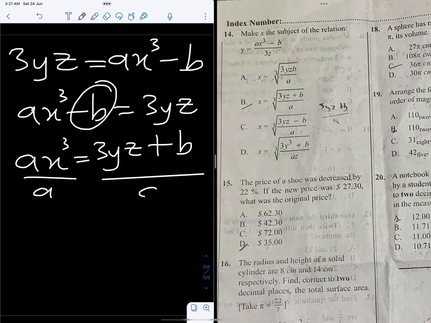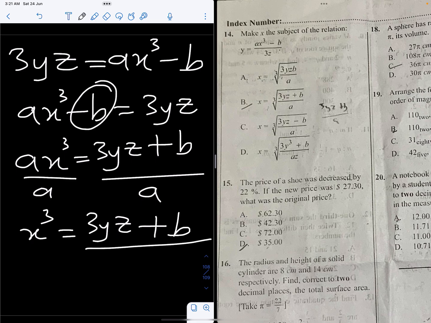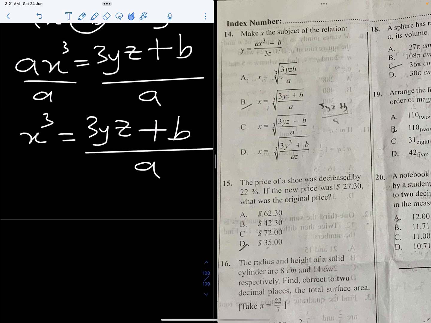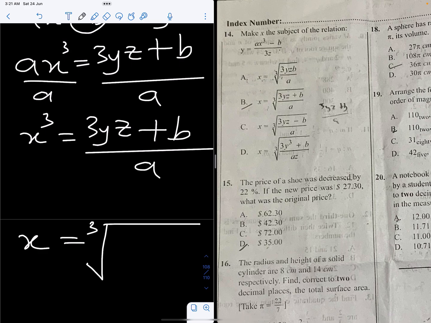If I divide both sides by a, I'm going to have x cubed equals 3yz plus b all over a. Now what is x itself? I can get x by simply finding the cube root of both sides, and that means x equals the cube root of 3yz plus b all over a, and the correct answer is b. That was a very, very cheap one.